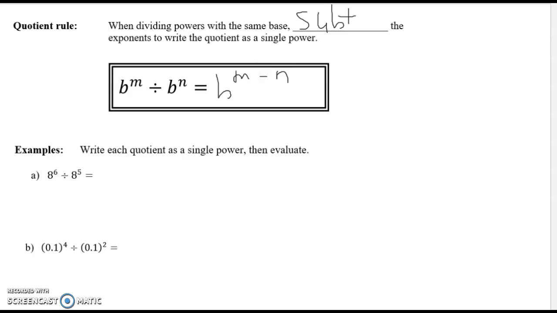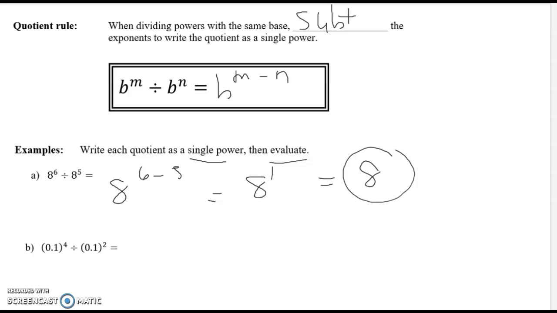So some examples: write each quotient as a single power, then evaluate. Quotient is just a fancy way of saying divide. So we're going to write it as a single power first, then evaluate. So this is going to be our base 8, and then our exponent is 6 minus 5. So that is just 8 to the 1. And 8 to the exponent 1 is 8. That was an easy one.